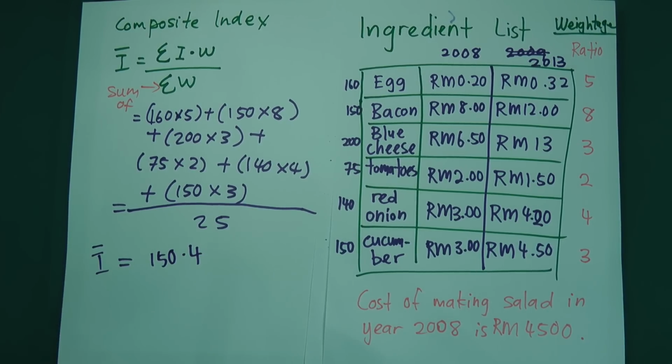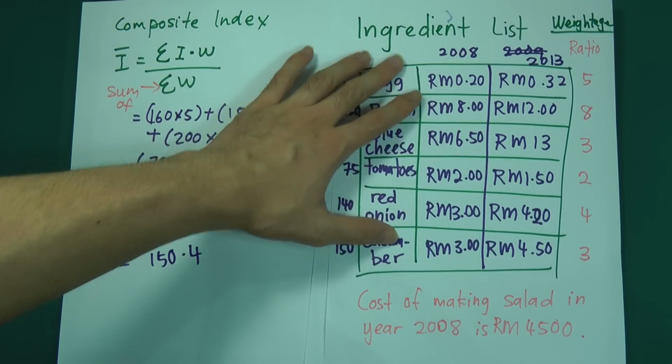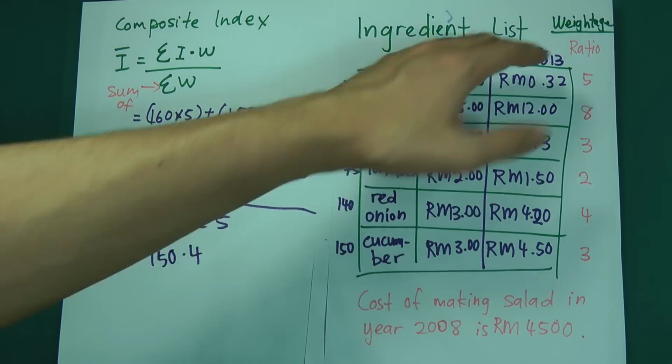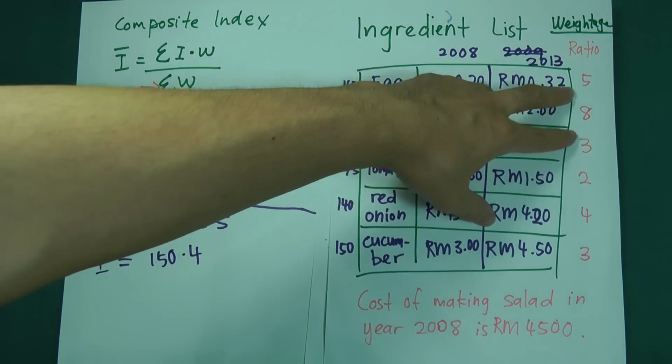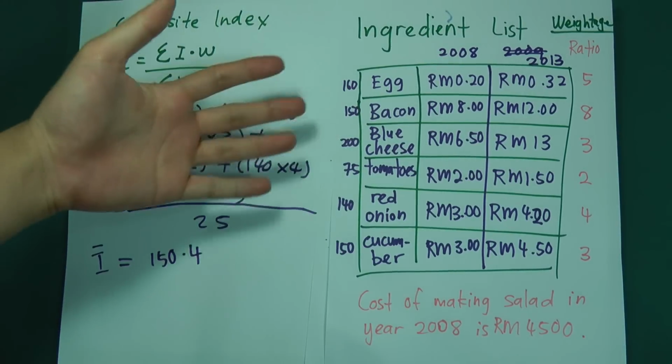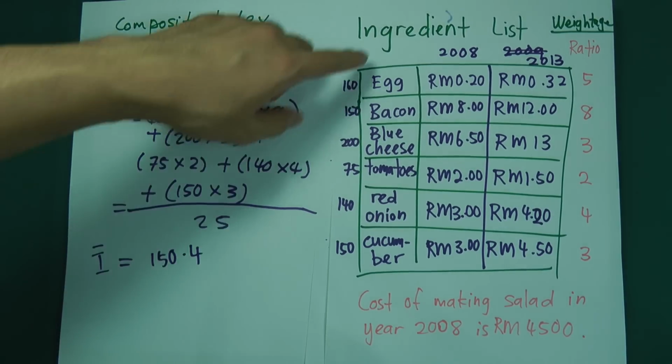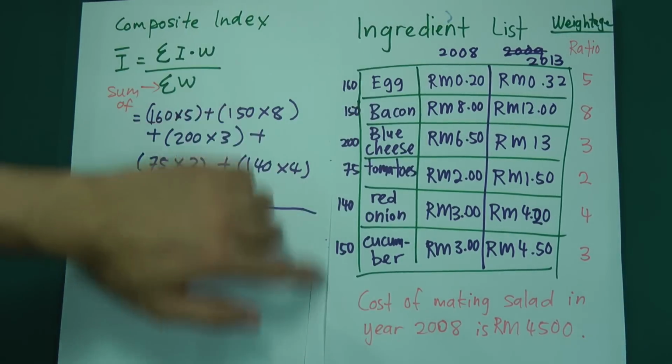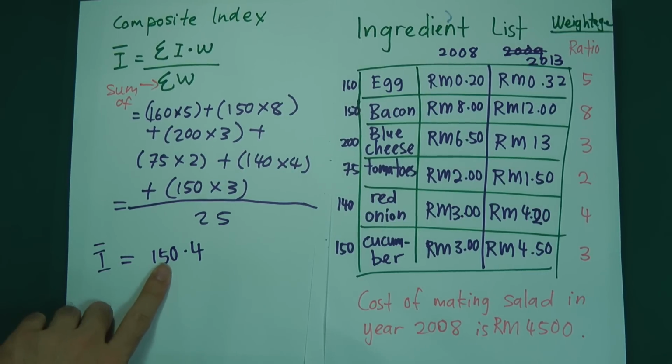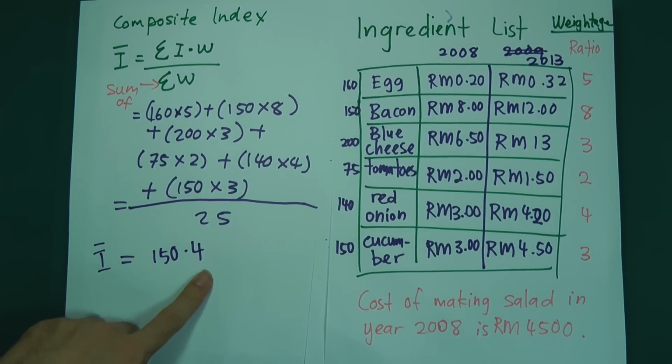So it means the average. From so many ingredients, we calculate very accurately according to the ratio they use to make a good salad. We combine all the ingredients and get 150.4. So this is what we call the composite index.